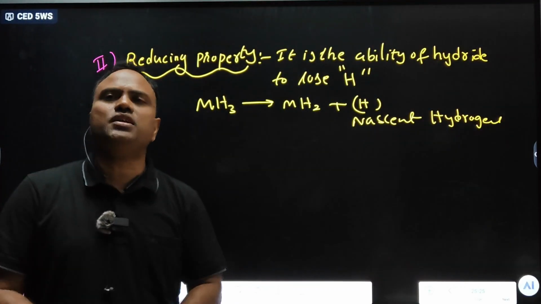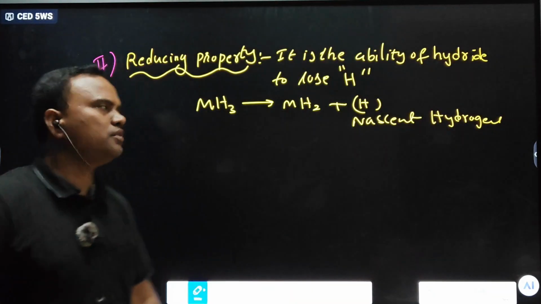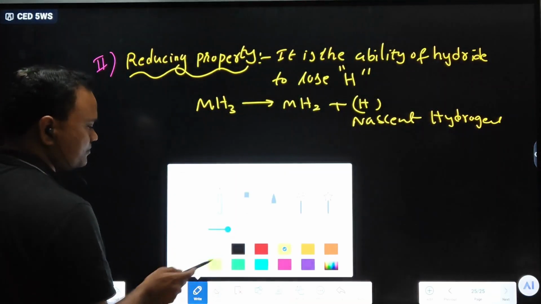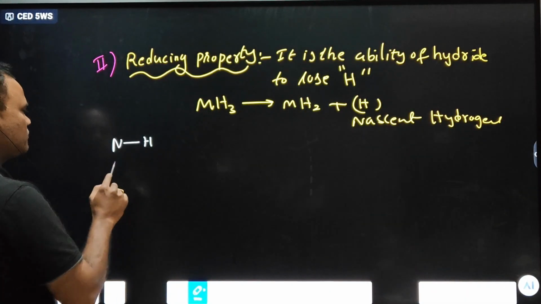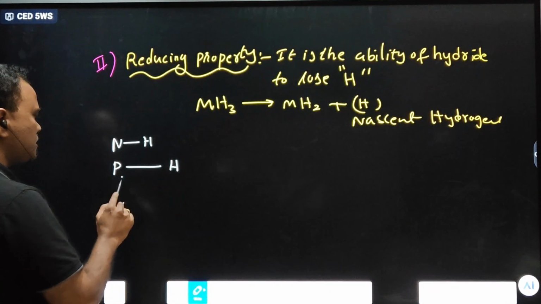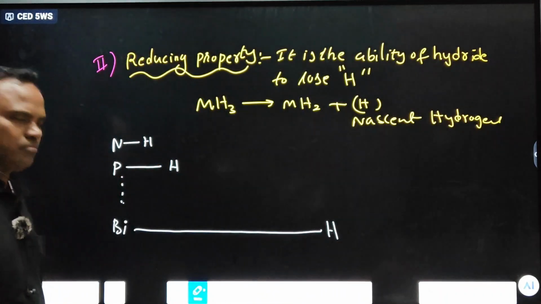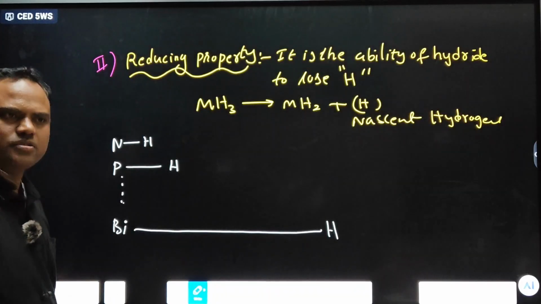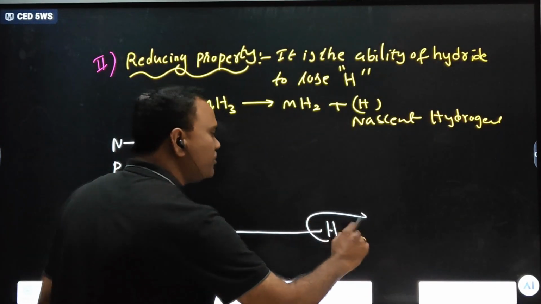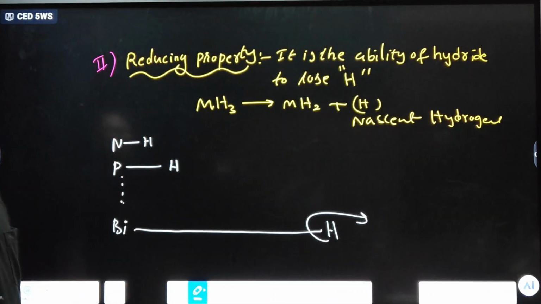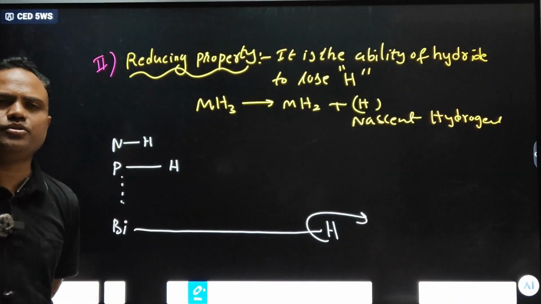Which decomposes easily? Which is unstable. The last hydride is unstable. Once again, write NH3, PH3, and so on down to BiH3. Bond length is more, stability is less. You can break the BiH bond easily, so release of hydrogen from BiH3 is easy. The ability of a hydride to lose or release hydrogen is called reducing property.